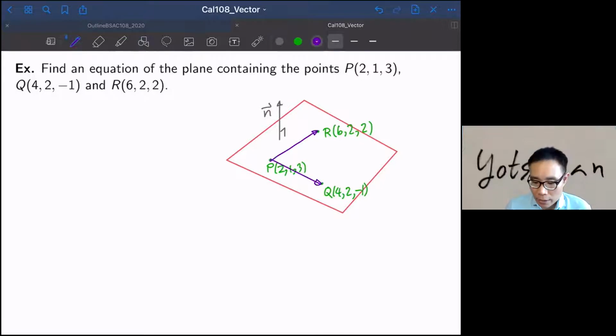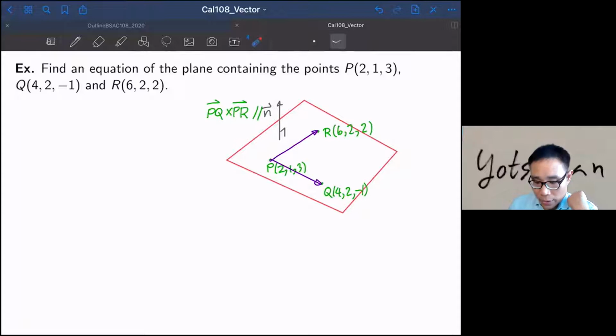And you're going to find the cross product between these two vectors. So N here turns out to be perpendicular to PR and PQ. Okay, so it's going to be PQ cross PR. Why did I cross PQ and PR? Because we need the vector that will be perpendicular to PR and perpendicular to PQ.